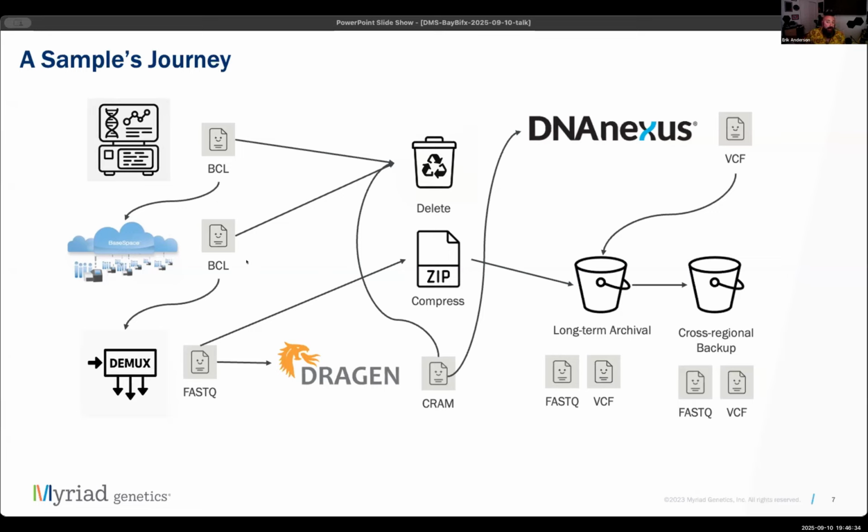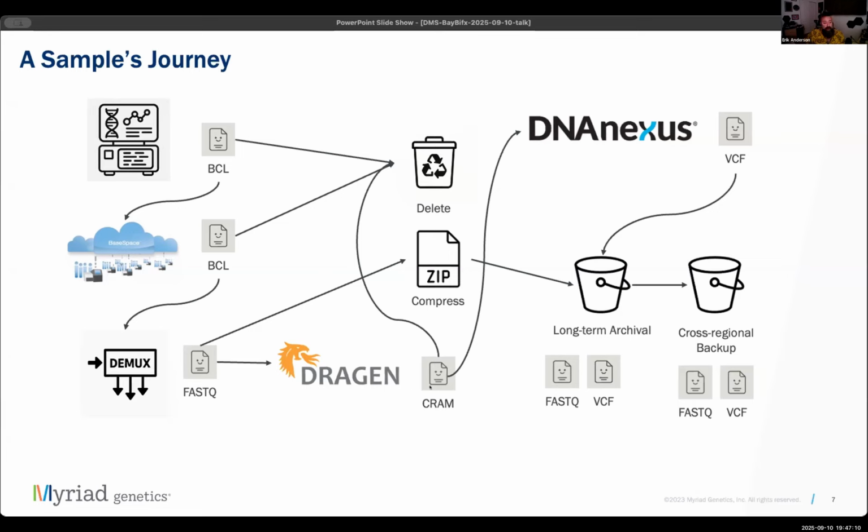This allows us lifecycle control via policy. So once the workflow finishes, DMS policy decides what to keep and what to retire. The BCL files are deleted once demux is finished. We don't need them. We treat the FASTQ files as our primary data source. The FASTQ we only need once, and we don't expect to use again except extremely rarely. So once the workflow is complete, we will compress that FASTQ and shuttle it to our long-term archival space.